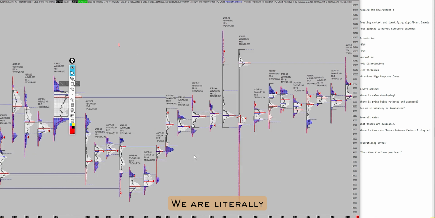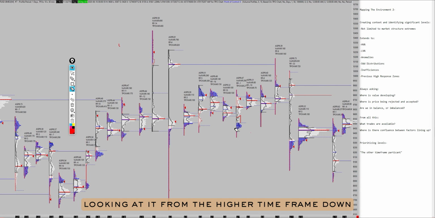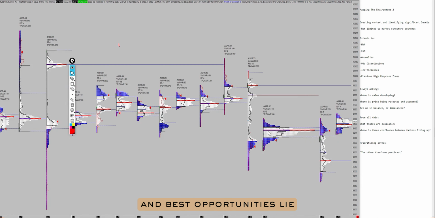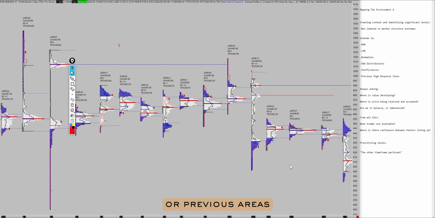So this is all we're doing. We are literally just going throughout the structure, looking at it from the higher time frame down, and then looking at our individual sessions to map out where the closest and best opportunities lie. And we could see based on the distribution type, based on the level of reaction we've had in previous levels or previous areas, what we could expect moving forward and how we are going to start weighing out what our potential options are.